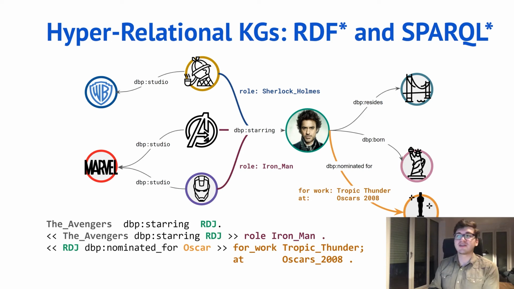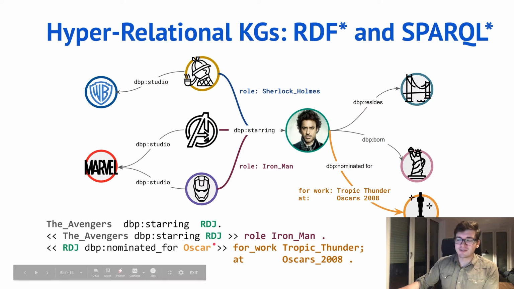On the bigger picture, what RDF-star will allow us to do is to create more expressive knowledge graphs, going away from triples. So here we can, for instance, assign more attributes, and we can see that RDJ was nominated for the Academy Award for work Tropic Thunder in 2008. It's not that easy to just separate them and add them as separate triples, because they need some context. RDJ can have different nominations, and you have to specify what nomination it is. Using RDF-star, it works. It's as easy as that. You can just define a triple and add those additional attributes.